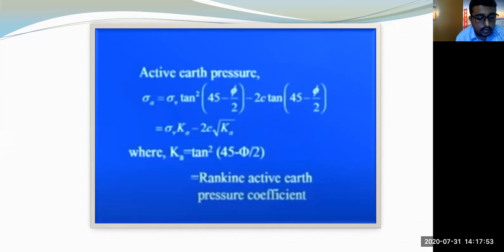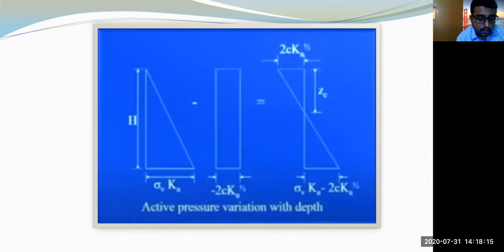We have seen the earth pressure at rest, that is K naught, that was the lateral earth pressure coefficient at rest condition. Here, since we are discussing Rankine's theory, this corresponds to Rankine's active earth pressure coefficient.